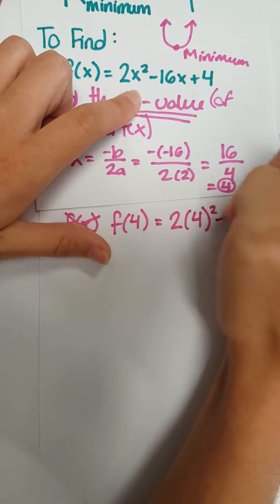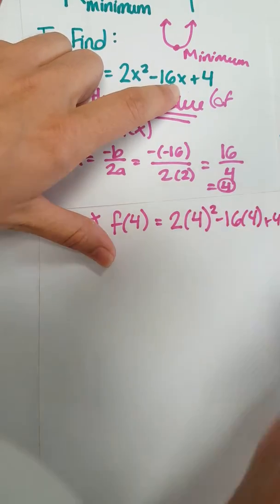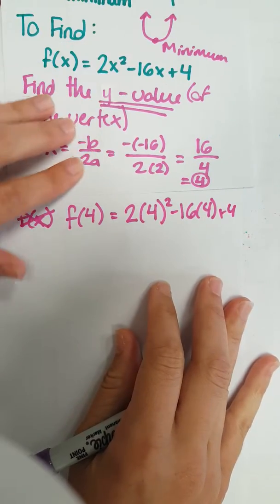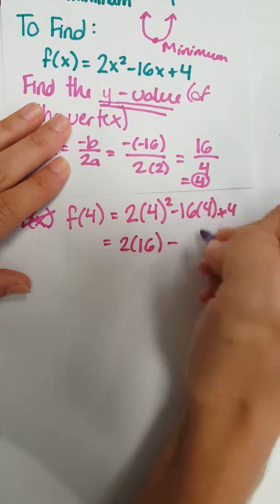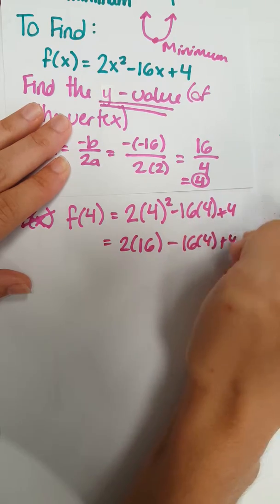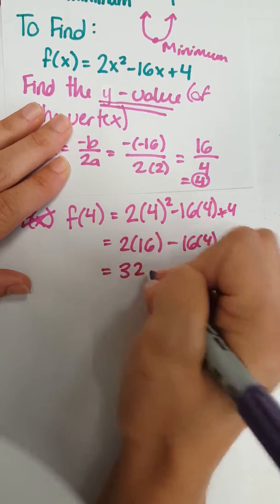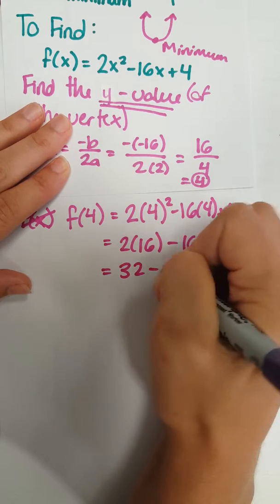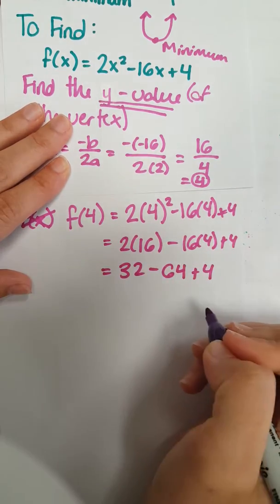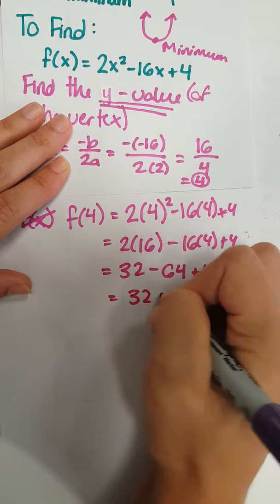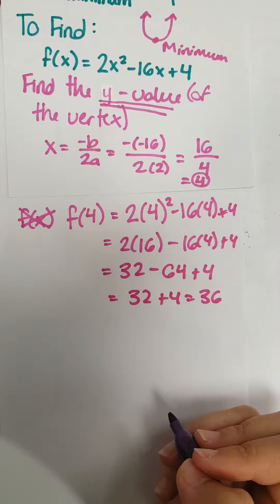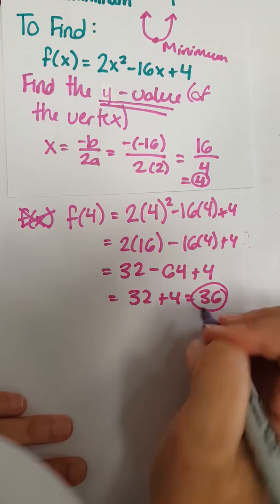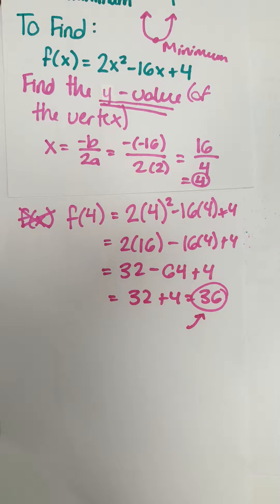2 times 4 squared minus 16 times 4 plus 4. Okay? So then we work through it. 2 times 16 minus 16 times 4 plus 4. 2 times 16 is 32 minus 16 times 4 is 64 plus 4. 32 minus 64. 32 plus 4 is 36. So the minimum of this graph, finding the minimum of this graph is 36. It is simply the y value of the vertex.